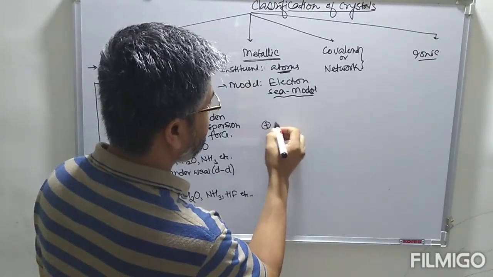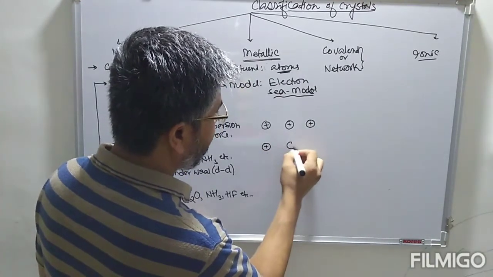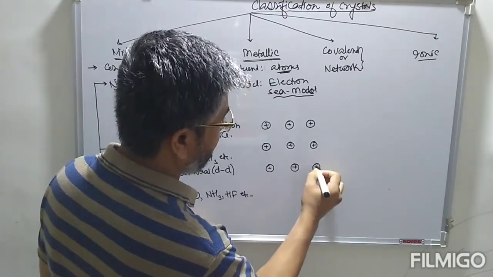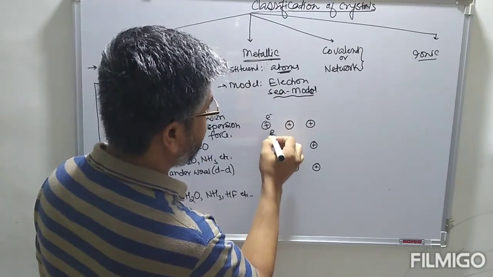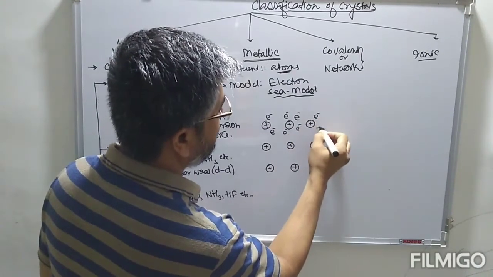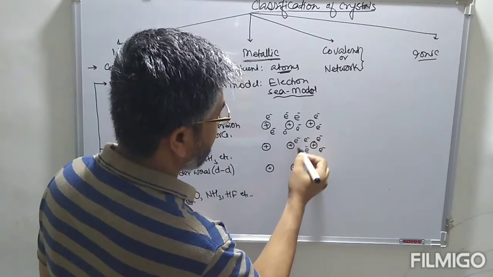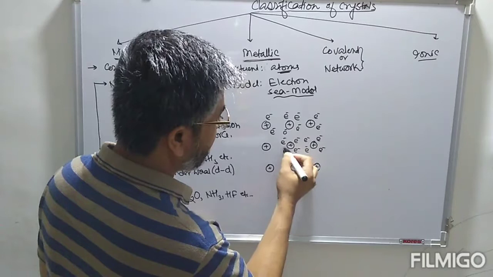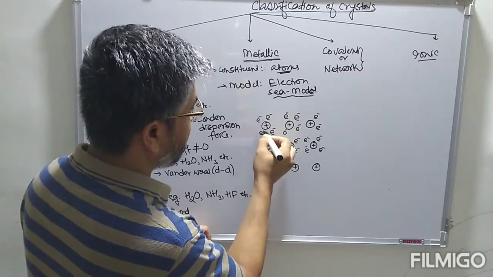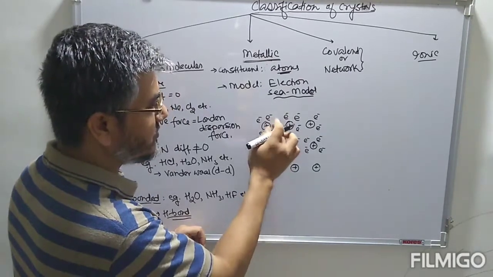So we have positively charged kernels. These positively charged kernels are what we call metal ions, and in between these we have electrons. So these negatively charged electrons are coming from ionization of metals with low ionization energy, and these electrons act as a link or cementing force between positively charged kernels.